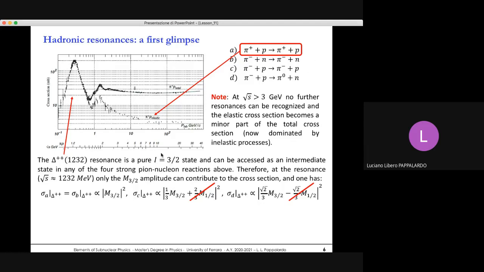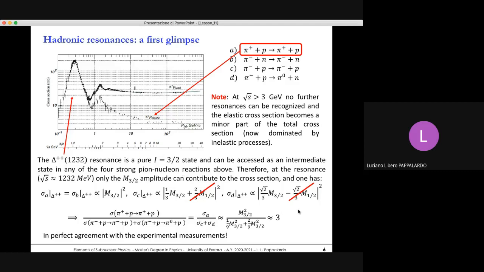Now, it is, as I was mentioning, a pure 3/2 isospin state, and therefore at the resonance, when the center of mass energy of this reaction is more or less the same as the mass of this resonance, then only the M3/2 amplitude can contribute to the cross-section. The M1/2 that we saw before does not contribute at the resonance, because this is a pure 3/2 state.